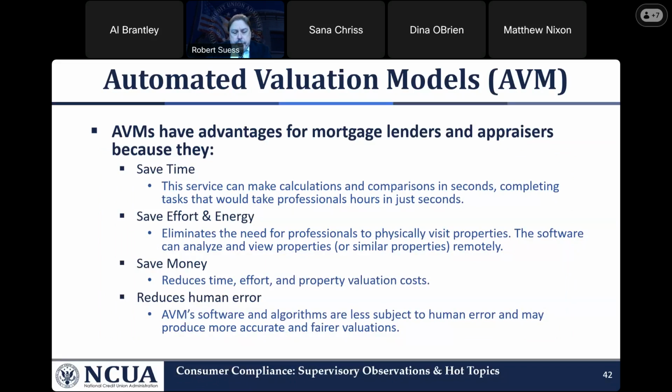Mortgage lenders and appraisers have been using computer models and algorithms as additional tools to improve valuation accuracy. AVMs have advantages over manual valuations because they save time, save effort and energy, save money, and reduce human error.